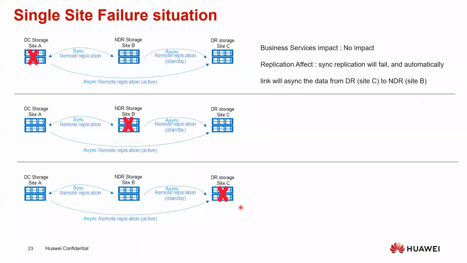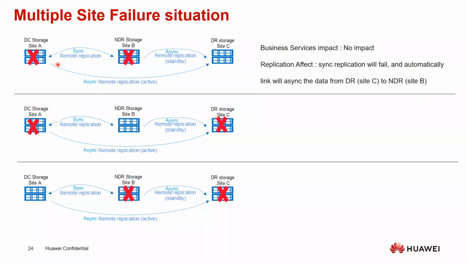And the third situation is the site C failure, because site C is my far DR site. From your business point of view, there is no impact, because your business is on the primary site. Your business keeps running, with nothing to do with business activities.